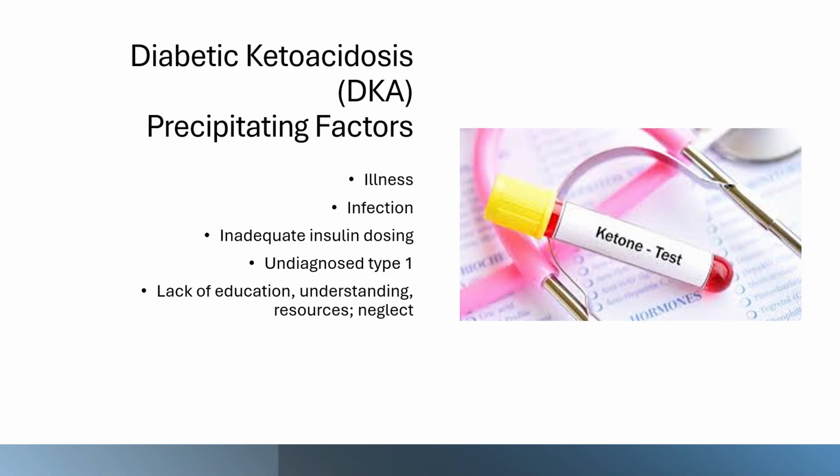So some of the DKA precipitating factors could be illness or infection. And again, inadequate insulin dosing, maybe they're not taking it. If somebody was not taking enough insulin, I would ask them, are they taking their medication as prescribed? And if they say, no, I can't afford it, this is when you need to start talking to your social worker and trying to find ways in which they can get help, because they need this medication. Some other precipitating factors could be that it's an undiagnosed type 1 diabetic. Maybe they have a lack of education, understanding, or resources, or the story I just told you.